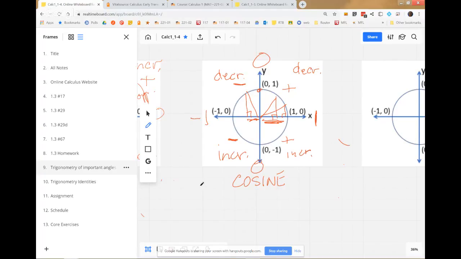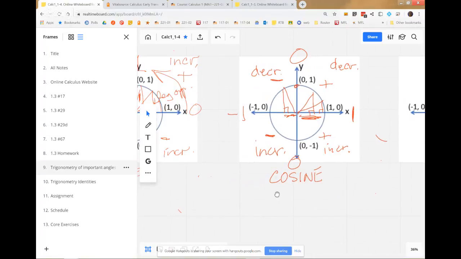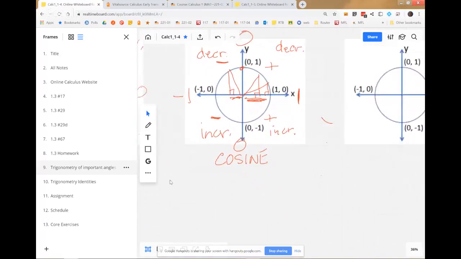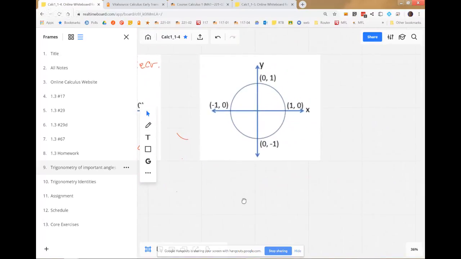Notice with these two functions, 2 quadrants are positive, 2 are negative, 2 are increasing, and 2 are decreasing. That same was true with the sine. They're not in the same place, but there are 2 of each. That's not what happens with the tangent. So let's just take a look at the tangent.